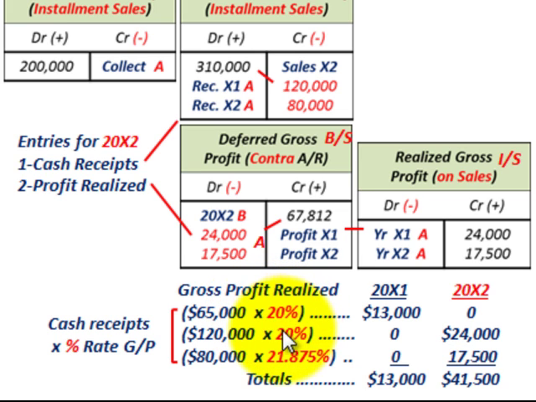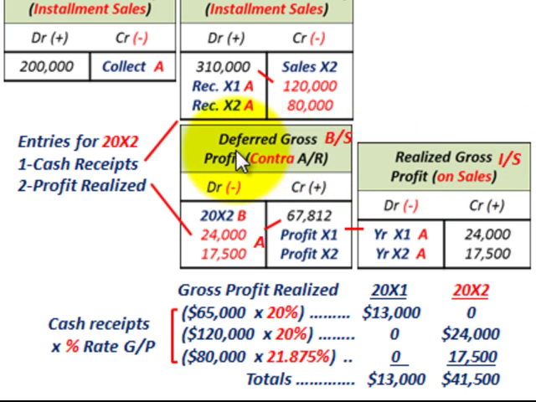So you can see we had two amounts here for the gross profit. We were looking just at year 20x2, and that's the case here. We had the 20% rate based on the cash receipts in 20x2 on 20x1 sales of 24,000, and then the gross profit rate in 20x2 based on year 20x2 cash receipts of 80,000. Okay, so that's how you recognize or realize your gross profit.